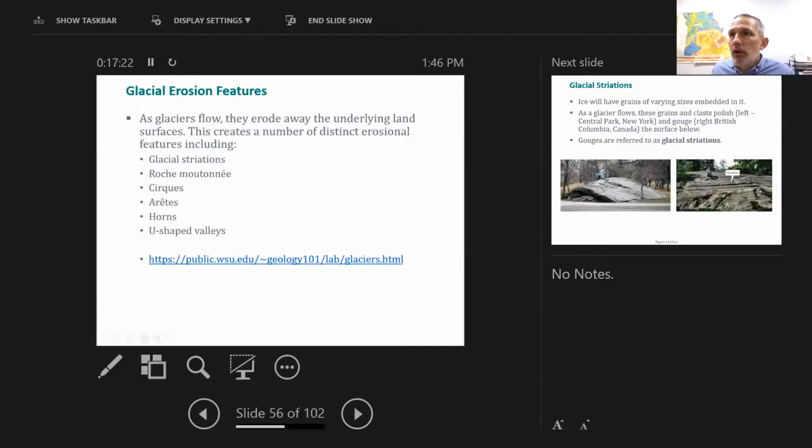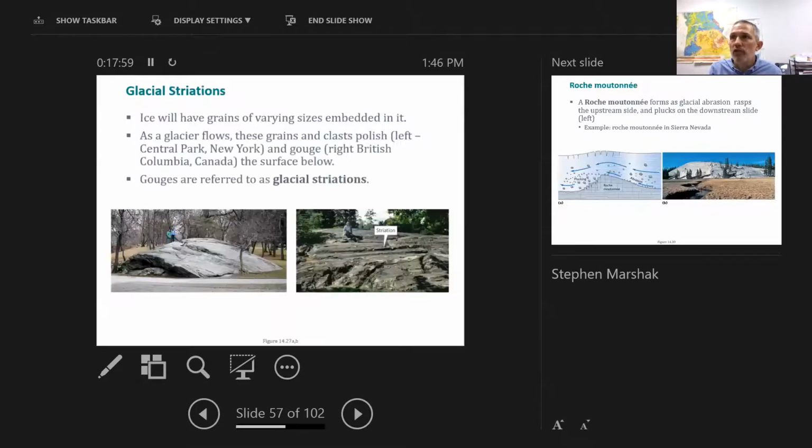Some of the features that we're going to be looking at are things like glacial striations, or stripes or scrapes on a rock like this one, roche moutonnées, or little hills caused from glaciers passing over them, cirques, which look kind of like amphitheaters, arêtes, which look like the spine of a serrated knife, or a fish bone, like the fish spine, horns or points, and also U-shaped valleys. Hanging valleys and fjords are also examples of these glacial erosional features.